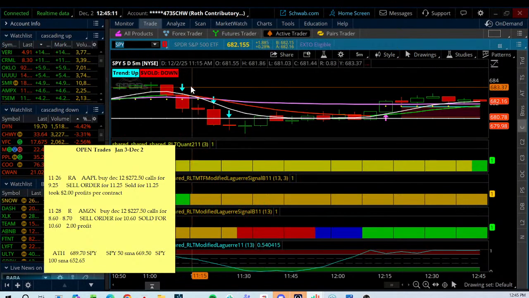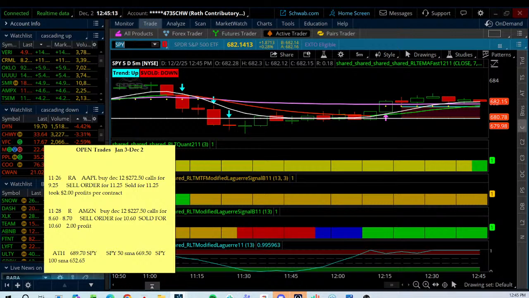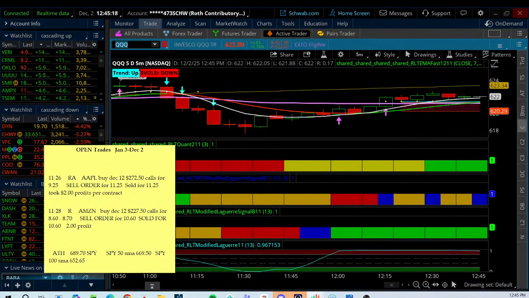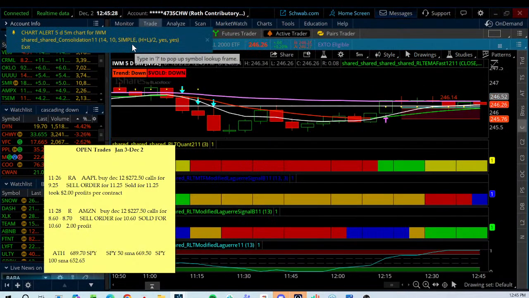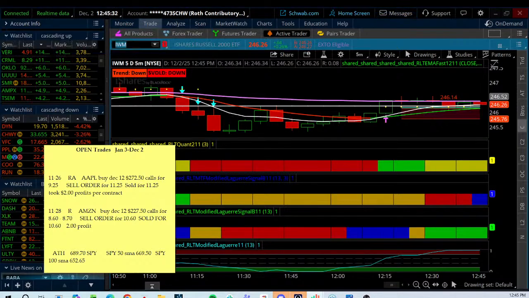682.87 is resistance on the SPY. There's the Q right there. Q's has resistance at 624.03. The IWM, again, I'm not touching any of these things. IWM has support at 244.84 and resistance at 248.81.